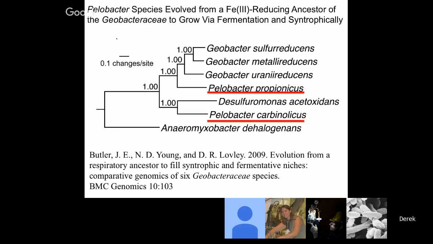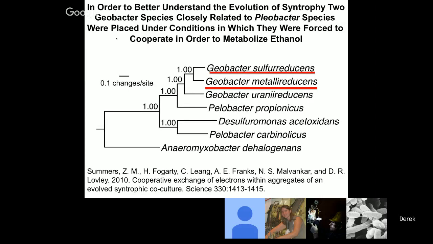And when you look at the genomes of these various organisms, it was very apparent that the more fermentative type metabolism of the Pelobacter had evolved from an ancestor which was more like the modern day Geobacters, which have the respiratory metabolism. So in order to understand better how this syntrophy might evolve with an organism like Pelobacter, we started with two Geobacter species, sulfurreducens and metallireducens, that are closely related to the Pelobacter species.